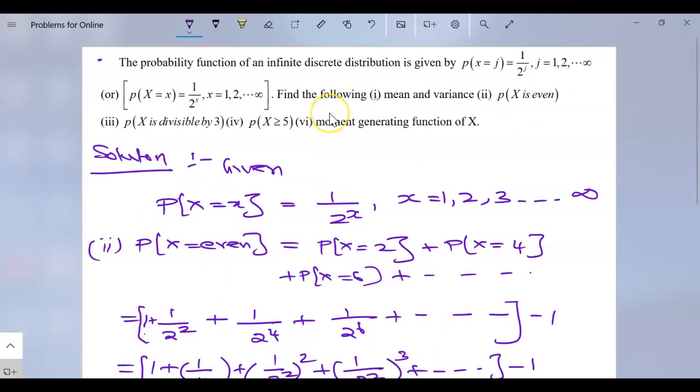Like this, try to do all the problems. Okay, and let me know. This one, I need to check whether the moment generating function is within the scope of the outcomes or not. I'll check it and let you know. But you try the rest of the problems.